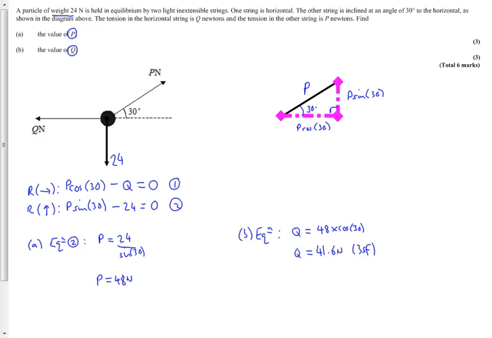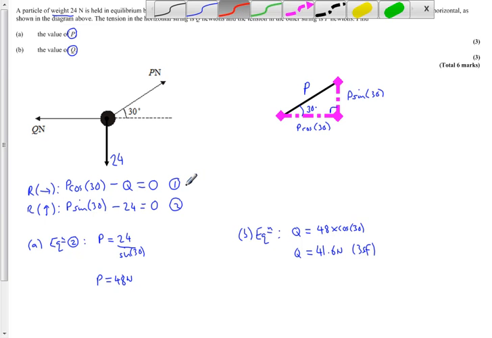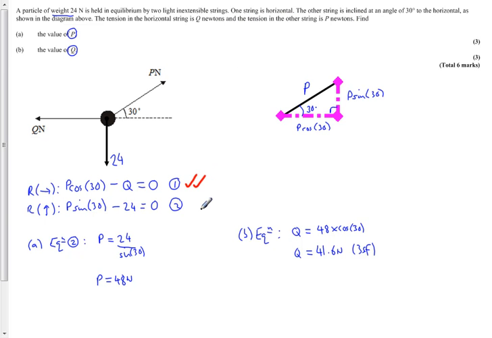Just to highlight, 2 marks for that equation, 2 marks for that equation, and then you only get 1 for actually finding each of the answers. Okay? Fairly straightforward equilibrium problem.